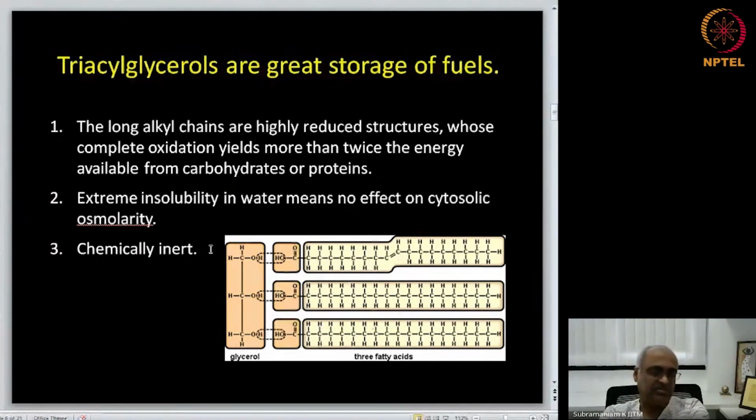And third, they are chemically inert. They're not going to produce free radicals or destroy anything. They are going to just happily be there. So these are the three main aspects of triacylglycerol. One, they are highly reduced, therefore more energy per unit weight, and no contribution to osmolarity because they are not soluble in water, and they are chemically inert.